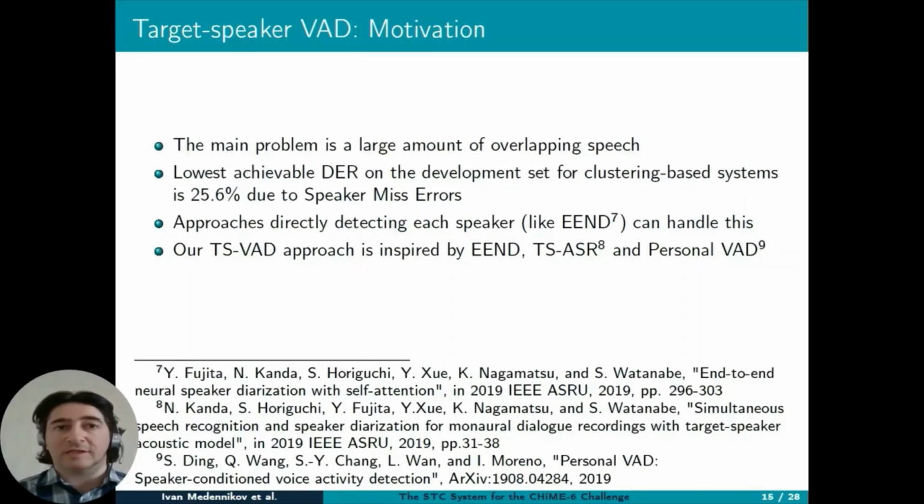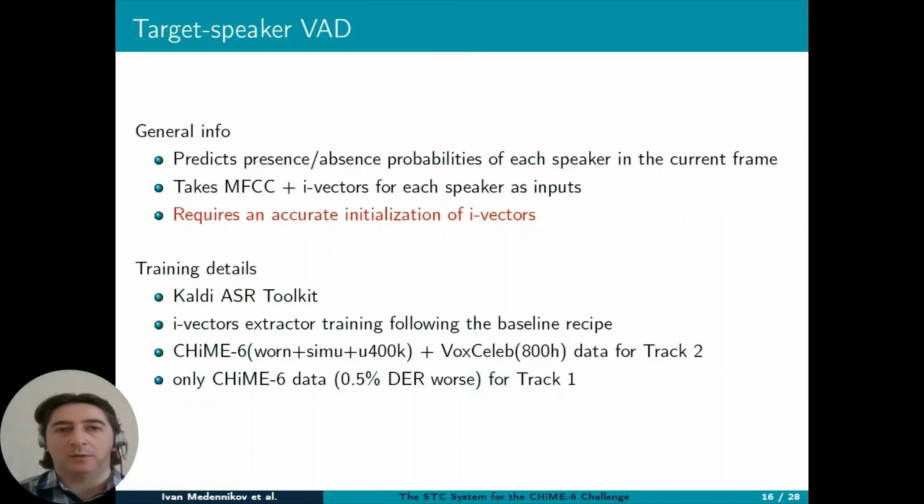So, to overcome this limitation, it is necessary to detect each speaker separately. One of such approaches is the recently proposed end-to-end neural diarization. For track 2, we introduced a novel approach inspired by EEND, as well as target speaker ASR and personal VAD approaches. We called it Target Speaker Voice Activity Detection, or TSVAD. Target speaker VAD directly predicts the presence and absence probabilities of each speaker in the current frame.